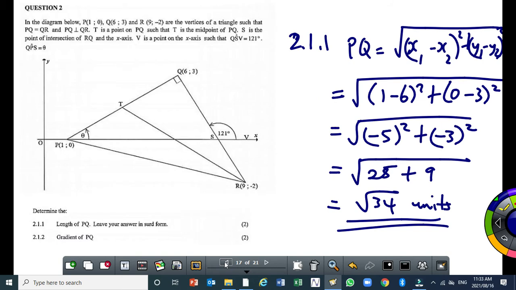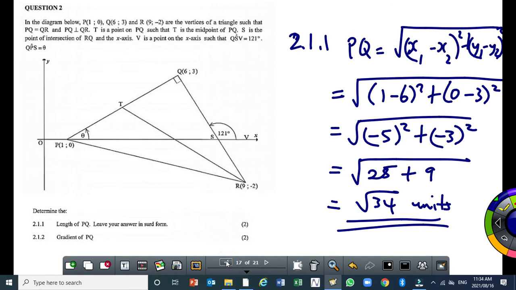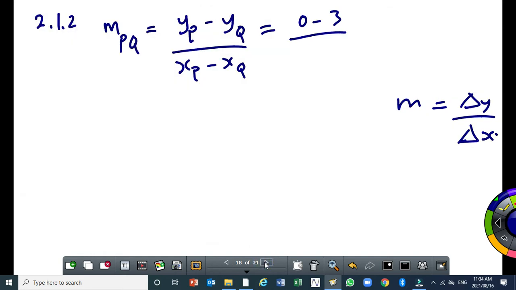So, point P, my y is 0, my y of Q is 3. So this will be 0 minus 3 over the x, we have got 1 minus 6. And then you get negative 3 over negative 5. This gives you positive 3 over 5. So that's your answer there.